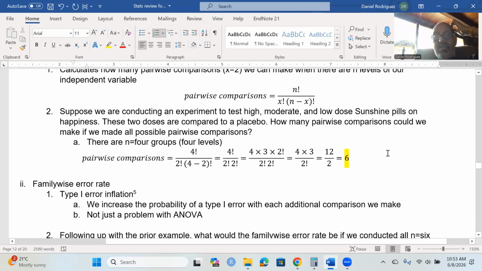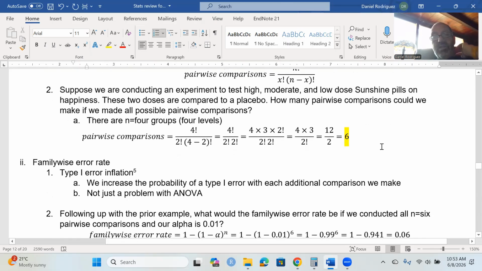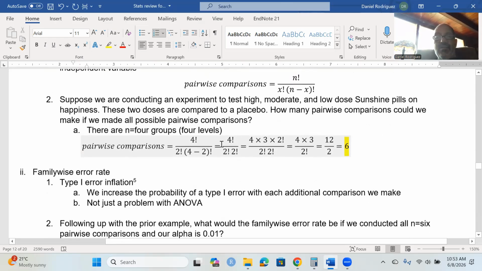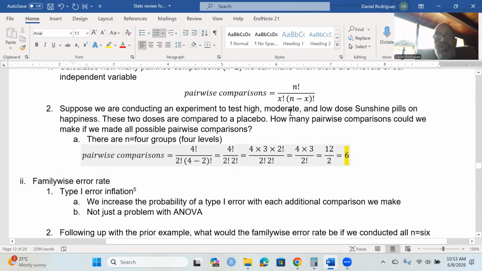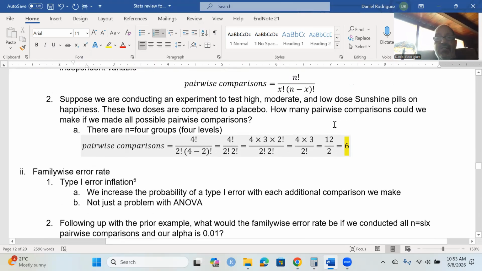The problem, though, is that if we just start looking at all possible pairwise comparisons, we're going to increase the probability of a type 1 error, a false positive result. We can actually calculate the number of possible pairwise comparisons using this equation here. This is a binomial coefficient.